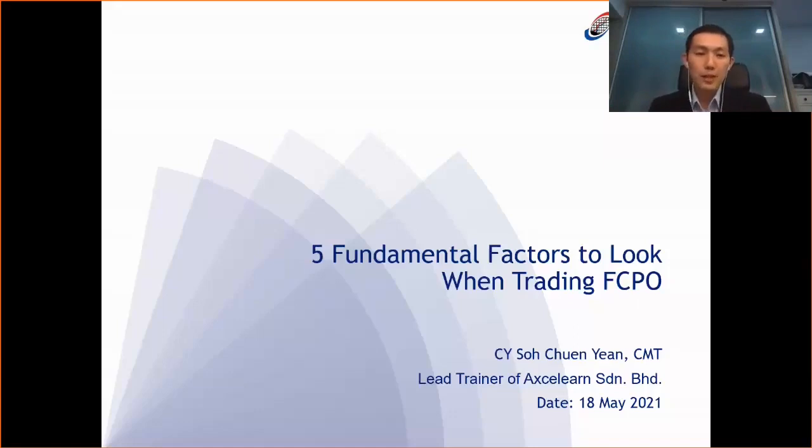As we know, FKLI and FCPO are different, so the fundamentals would be different as well. Those factors that affect FKLI, those factors that affect the stock market, will not necessarily affect FCPO. And the opposite is true: those factors that affect FCPO may not necessarily affect FKLI. Most importantly, how you trade FCPO is different from trading FKLI.